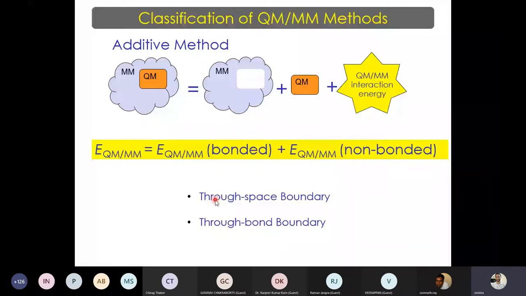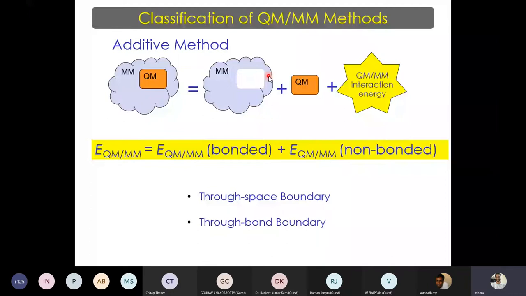What do I mean by through space boundary? Suppose my QM region and MM region do not have any covalent bond in between them. So there is a protein and there is a ligand. The ligand is a free molecule, which a moment earlier was outside the protein, but it has come and got into the active site of the enzyme. In that case, there is no direct covalent bond between the ligand and the enzyme. So if I want to consider only the ligand as QM and the rest of the protein as MM, the boundary between the QM and the MM region is through space. There is no bond that is defining the boundary.